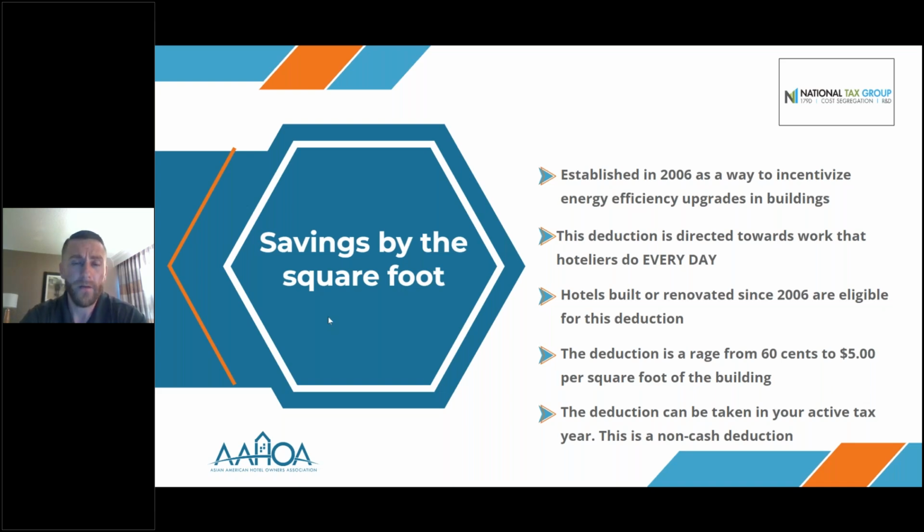So if a hotel that you own currently, that you personally improved or built yourself anytime after 2006, you're eligible for this tax deduction. And it ranges from as little as 60 cents a square foot all the way up to $5 a square foot. Those values are based off of when the building was upgraded, when you placed it in service. But again, it's per square foot on the building, and that value really adds up depending on the size and scale of your upgrades and the size and scale of the building itself.